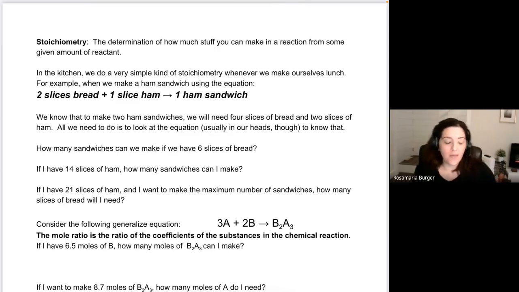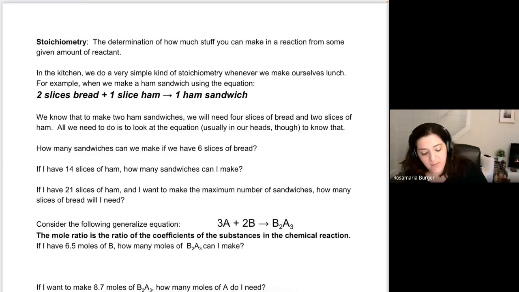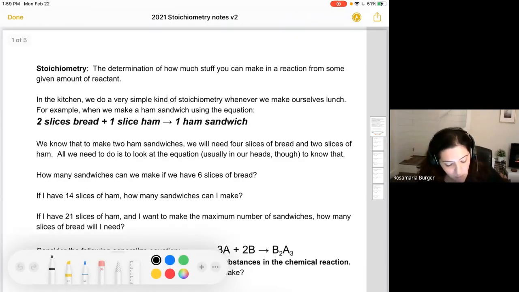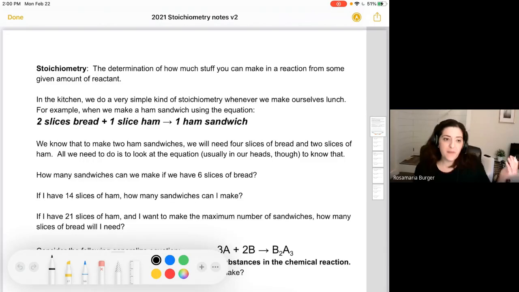So let's take a look at this old family recipe of mine. We've got 2 slices of bread, 1 slice of ham. That gives me 1 ham sandwich. So if we want to make 2 ham sandwiches, we need 4 slices of bread, 2 slices of ham. If we have 6 slices of bread, I could probably make 3 sandwiches, right?